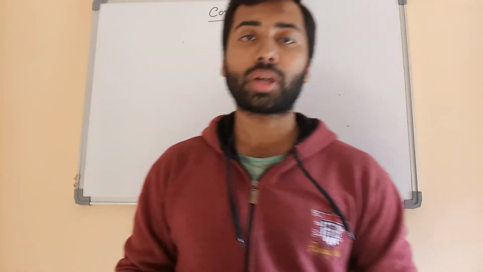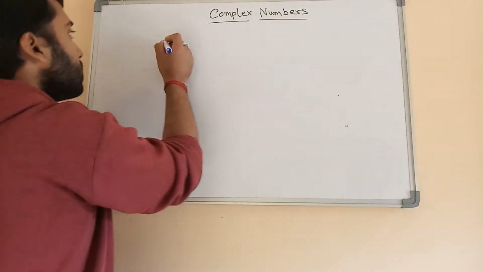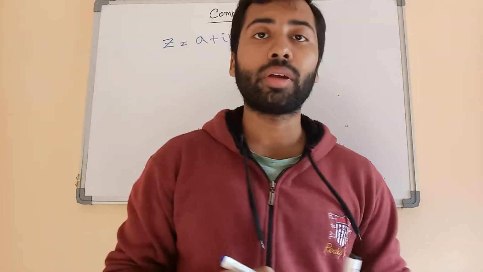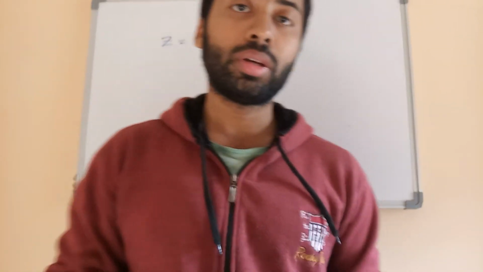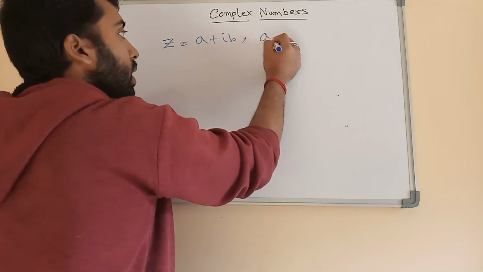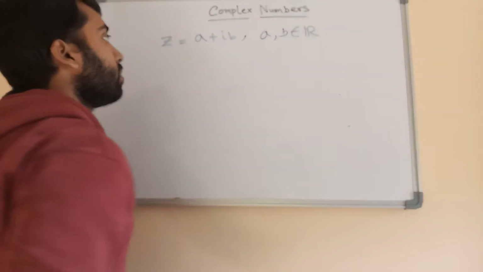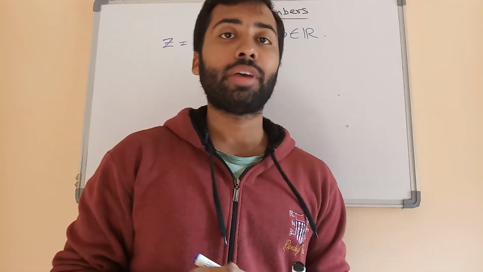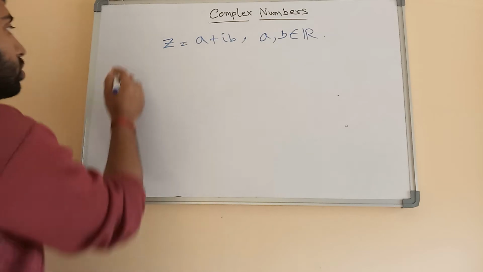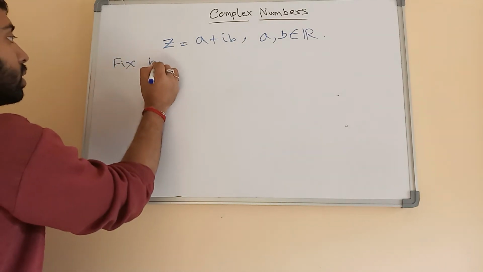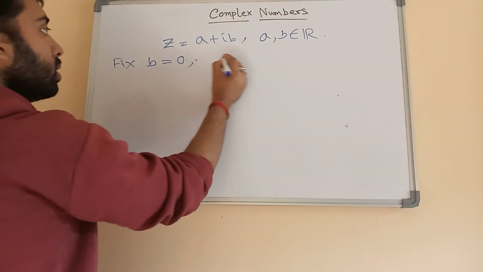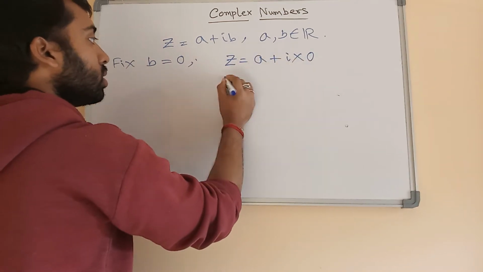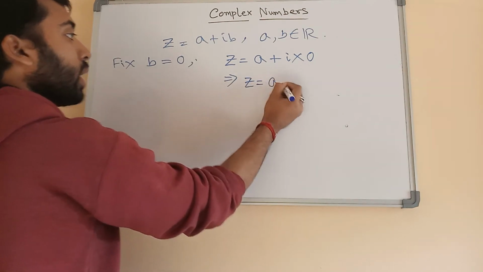Okay. Suppose I have a given complex number z equals a plus ib, and as I told earlier, we can put different values of a and b from the real number set, a, b belongs to R. So instead of putting different values for b, I fix b equals 0. Then z equals a plus i into 0, so that implies z becomes a.